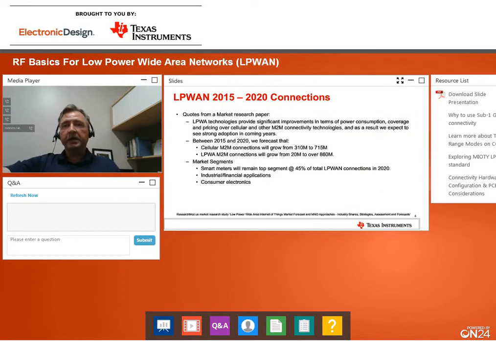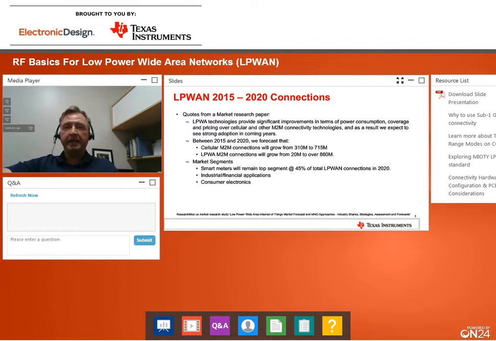So the number of connections for LPWAN, again here by a research paper down below, the number of wireless connections are set to increase between 2015 and 2020. This is an older paper showing that the connections for M2M cellular will grow from 310 to 700 million. And the LPWAN connections will grow from 20 million to 800 million in the same time frame. So this is what is happening in the industry, and this growth is expected to continue in the future.